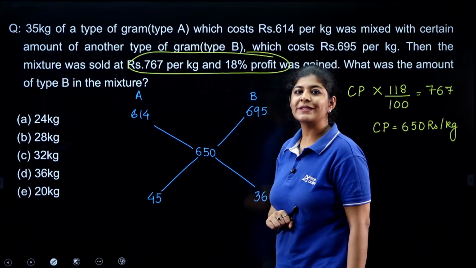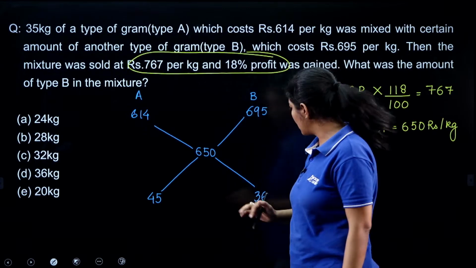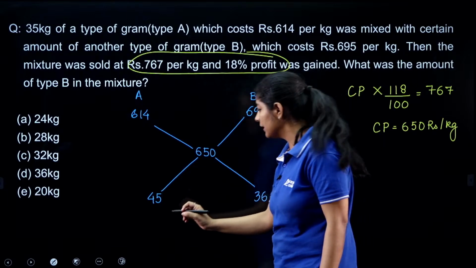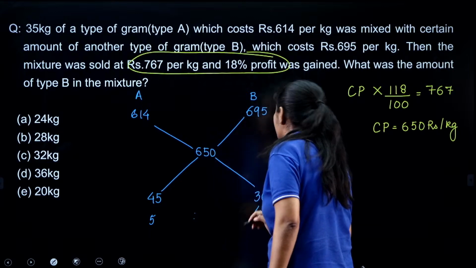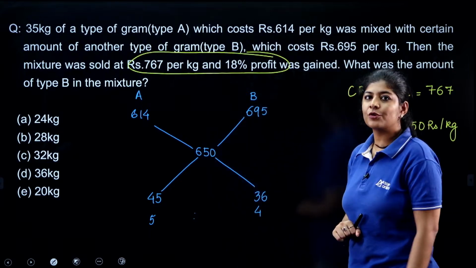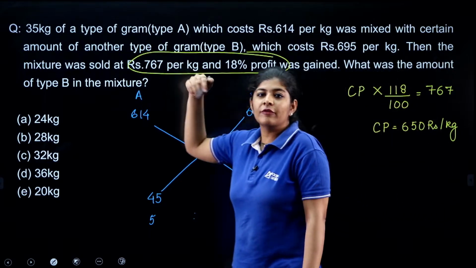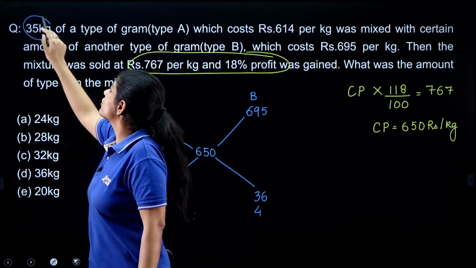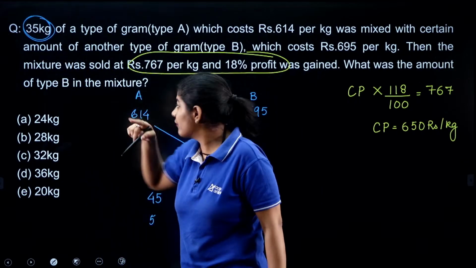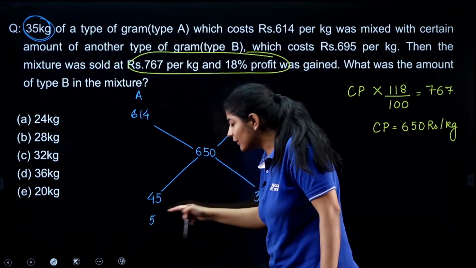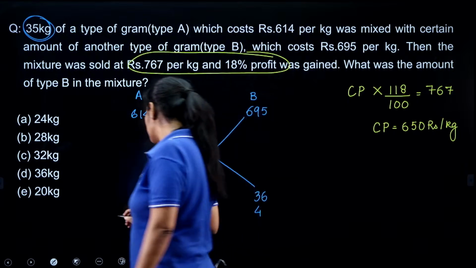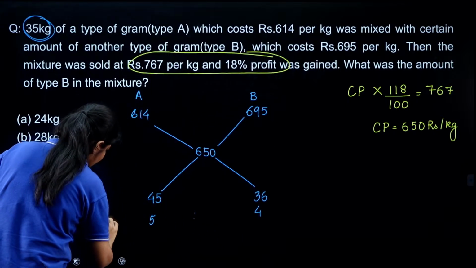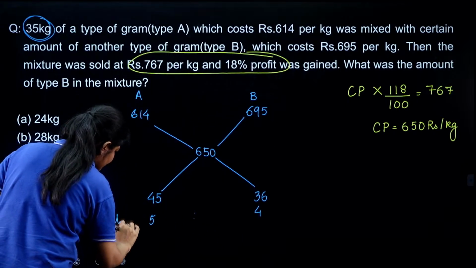Now, what we will do is simply find the ratio. With the help of 9, we can eliminate it. Here we are getting 5 and here we are getting 4. But according to the question, we are mixing 35 kgs of gram A. The ratio that we got here is the quantity ratio.